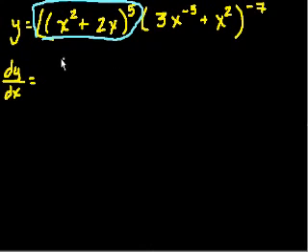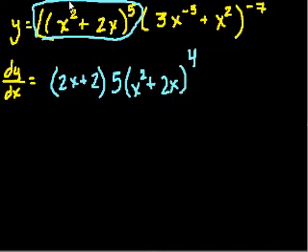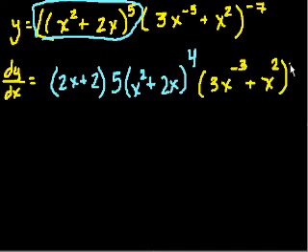Well, we're going to use the chain rule first. So we take the derivative of the inside, which is 2x plus 2, and multiply it times the derivative of the larger expression, but we keep x squared plus 2x there. So it's times 5 times something to the 4th, and that something is x squared plus 2x. So there, we took the derivative of this first term. And then the product rule says we take the derivative of the first term and just multiply it by the second term. So the second term is just (3x to the minus 3 plus x squared), and all of that to the minus 7.